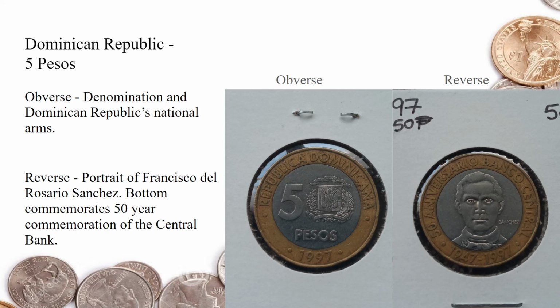On the reverse, you have a portrait of Francisco del Rosario Sanchez, and on the very bottom, you see the dates 1947 to 1997, and this actually commemorates the 50-year commemoration of the central bank. Sanchez was one of the founding fathers of the Dominican Republic, therefore it makes sense for him to be on the coin. Not unlike the US having Washington or Jefferson on the quarter or nickel, respectively.